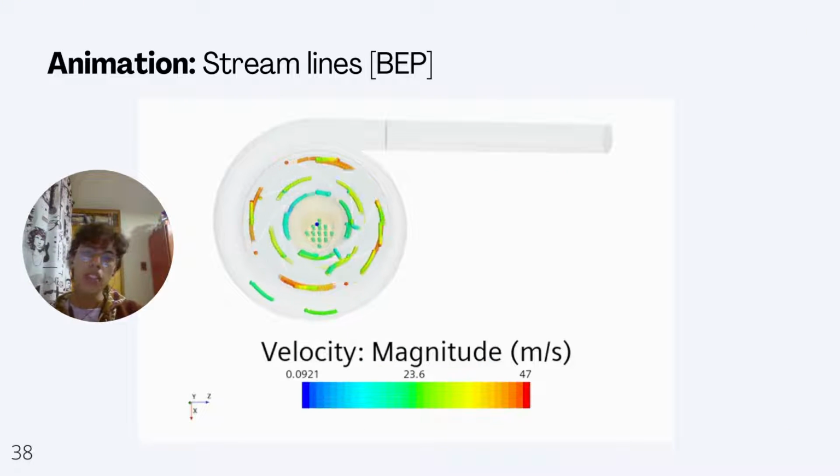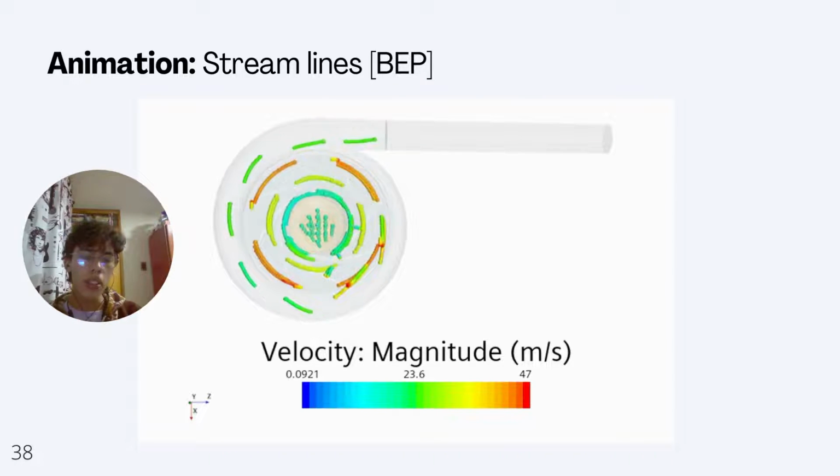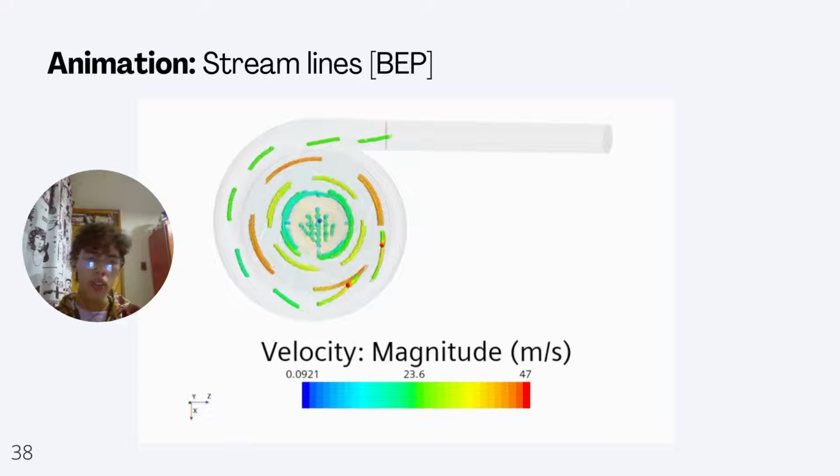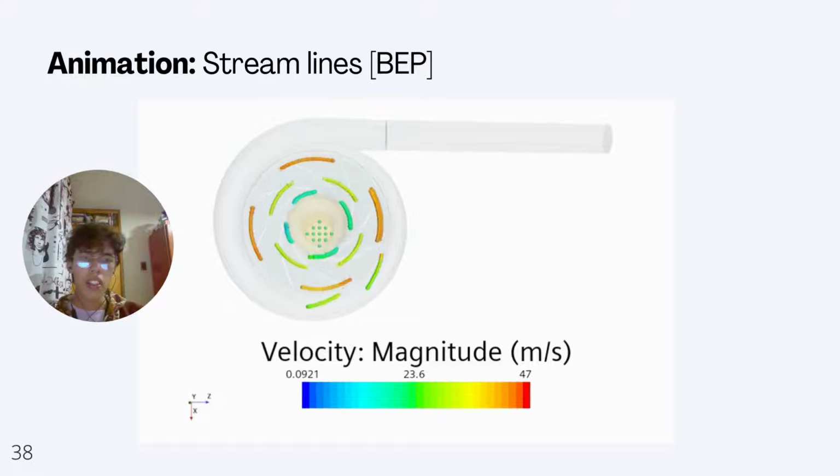And finally, we have the animation of streamlines. Here you can see very well the backflow zones that we presented in previous results.